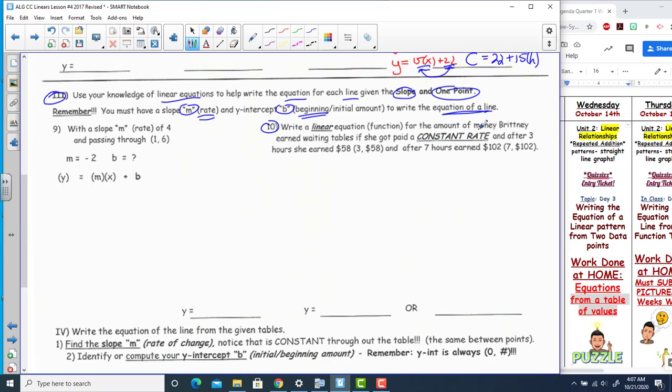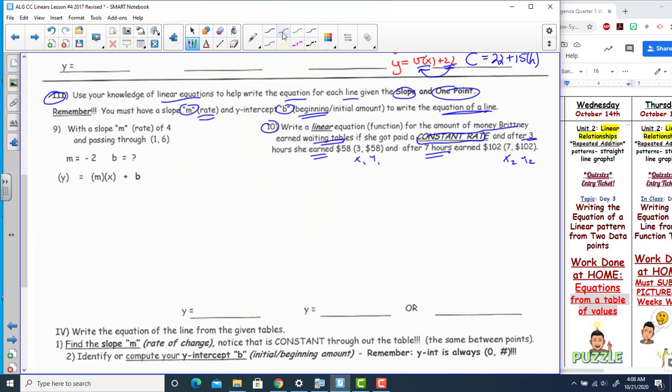Write a linear equation function for the amount of money Brittany earned waiting tables if she got paid at a constant rate, and after 3 hours, she earned $58 total. We can represent that as the coordinate point 3 comma 58. That's x comma y. You might want to call it x1, y1. And after 7 hours, she earned $102. So I'm going to call that x2, y2. That's the second time I'm observing how long she's worked and the amount of money she's made at that time.